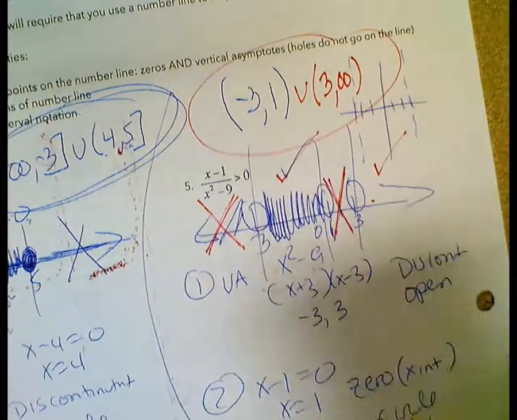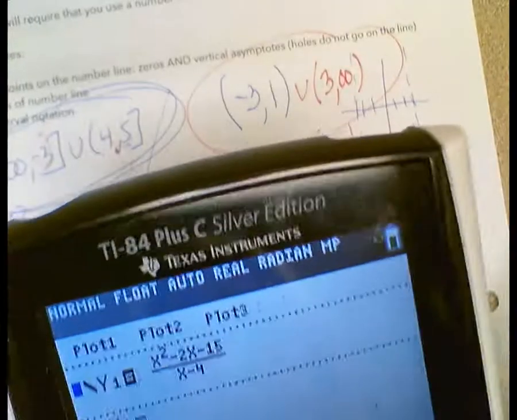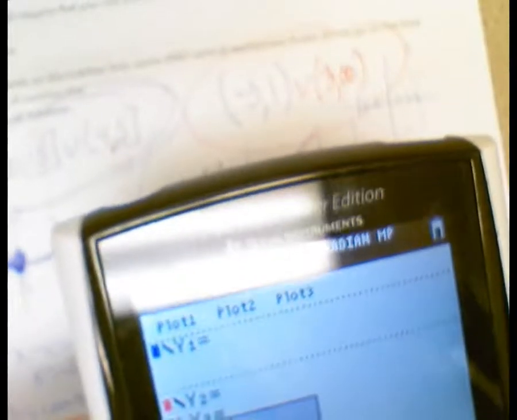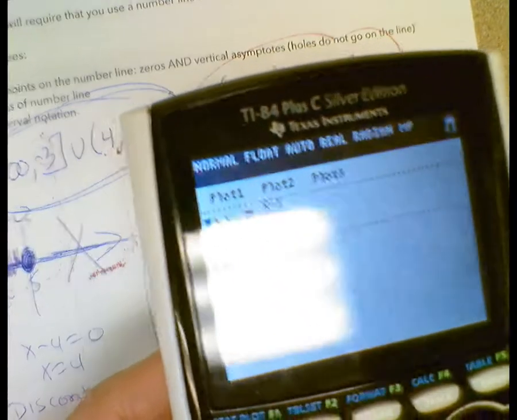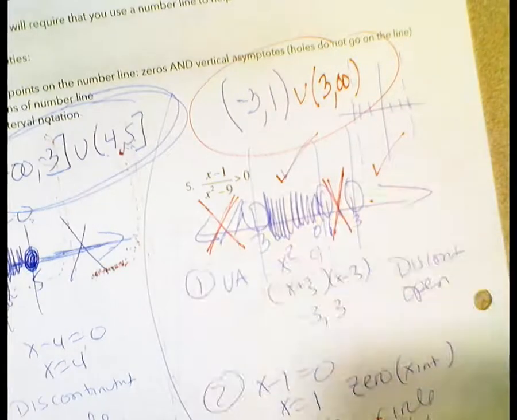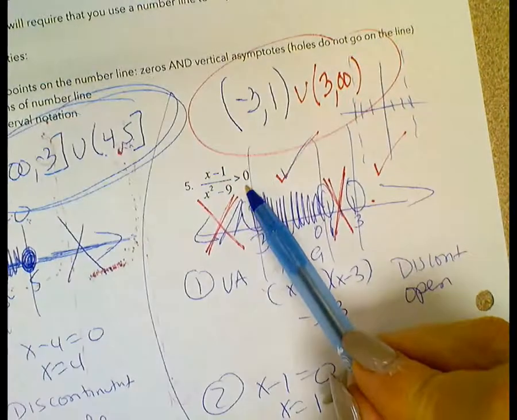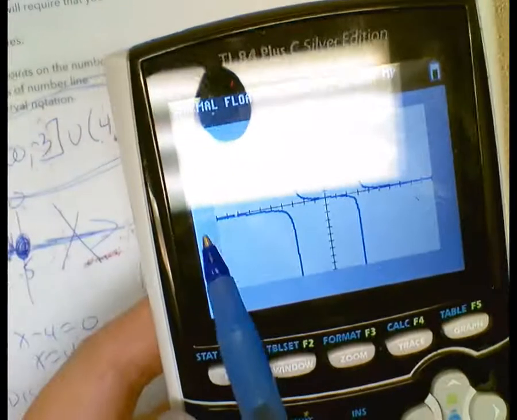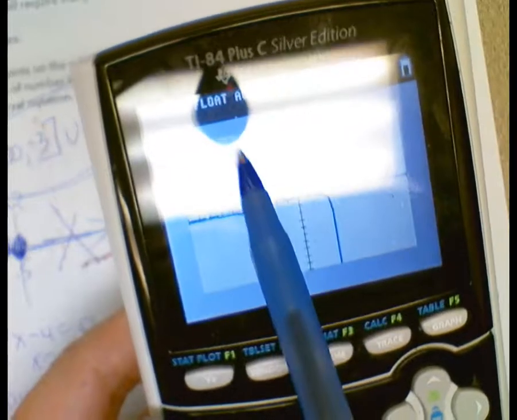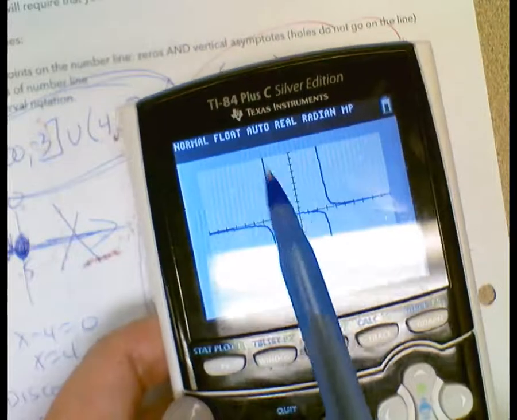So I've already graphed this. Or did I graph this one? Heck, I don't think I did. Okay, I did not graph this one. So go to your alpha, y equals 1. Type in x minus 1. And then type in x squared minus 9. In graph. We wanted to know when it's greater than 0. That means above the x-axis. So it's not over here. This is not above the x-axis. Now this part, see how that's above? This is above the x-axis.